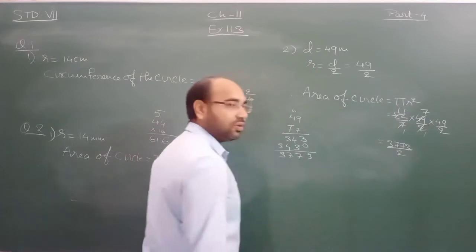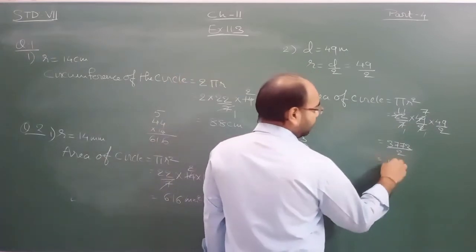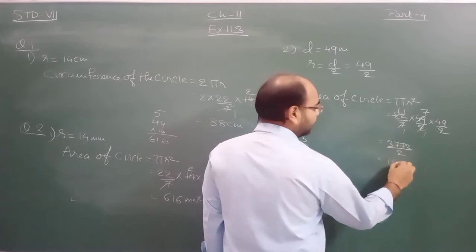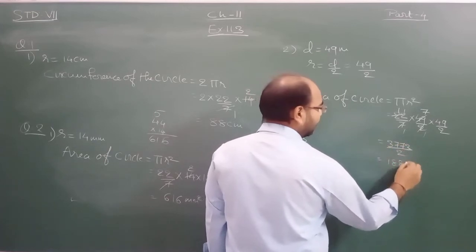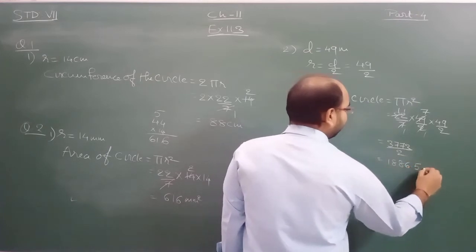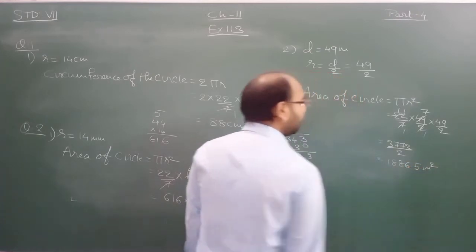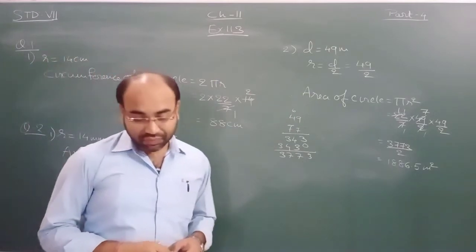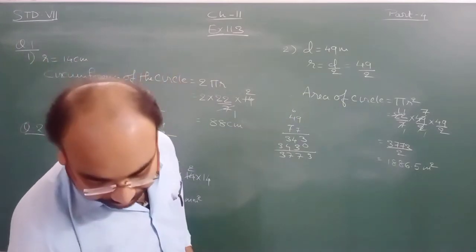divided by 2. So it will be 2 1s are 2, 1 and 7 is 17. So 2 8s are 16, 1 and 7 8s are again 13. So 2 6 are and 0.5 meter square will be your answer. So this is how we have to find out, student.